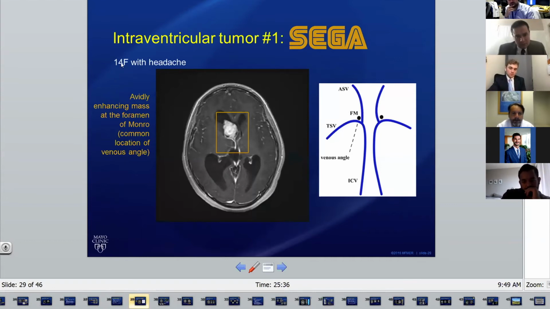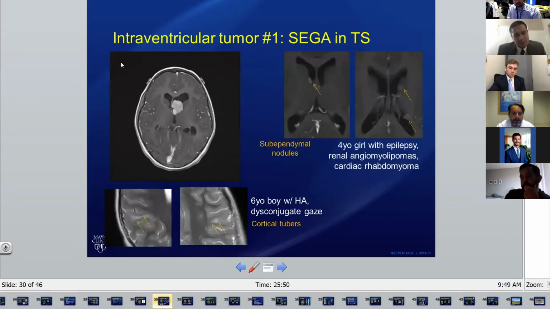This was a 14-year-old female with a headache. So in this age group with these imaging features, this is going to be a SEGA 99 times out of 100. Now, in this particular case, she actually didn't have any other intracranial manifestations of tuberous sclerosis. So let's see what that looks like.